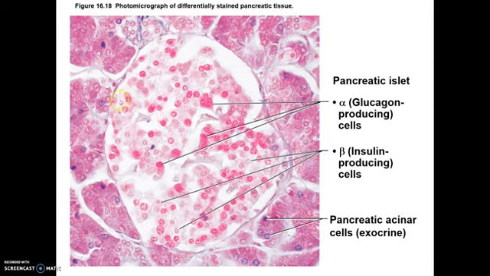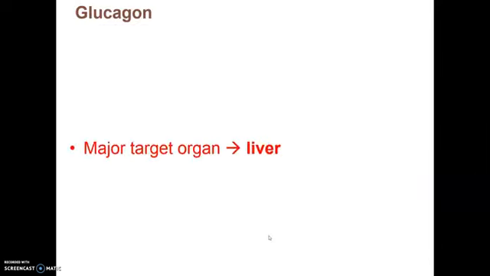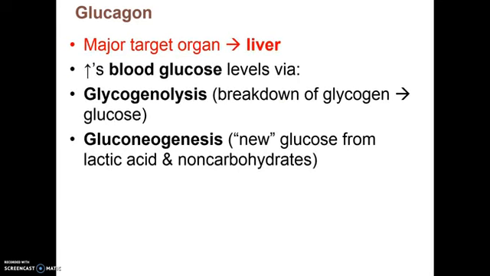We see here the pancreatic islet. These are the alpha cells, dark colored, and they produce glucagon. These lighter colored cells are the beta cells and they produce insulin. And these are the pancreatic acinar cells. They produce digestive enzymes.